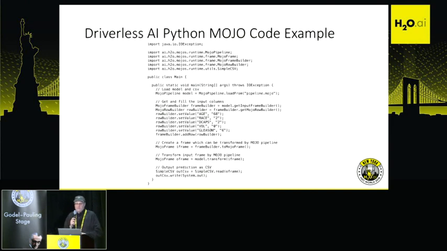And here's an example of the driverless AI Mojo code. Again, I didn't actually cut it. This is the real size. It's basically intended to be really small. It's reading in a model artifact, importing a few libraries, creating a row on the fly, and then making a prediction. So very, very concise, extremely embeddable.